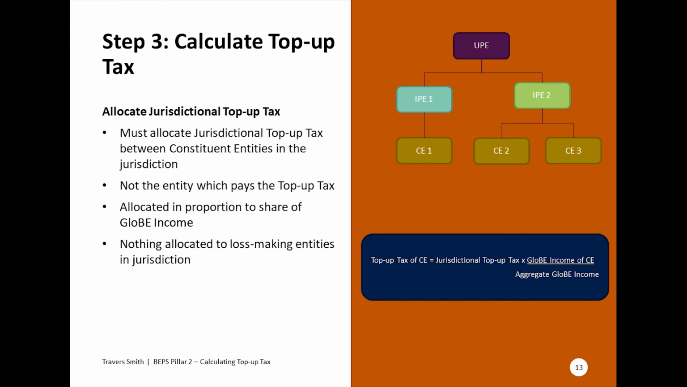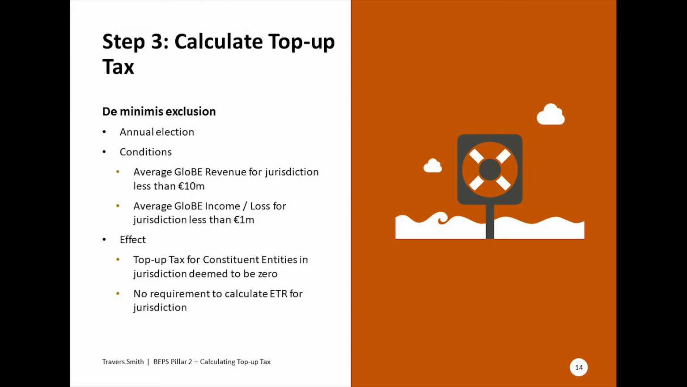The jurisdictional top-up tax is allocated in proportion to the constituent entity's share of GloBE income for the jurisdiction. Now, it's the aggregate GloBE income of entities in the jurisdiction that have income that you are looking at. So you don't factor in losses to this calculation, and likewise, nothing will be allocated to loss-making entities in the jurisdiction. The final thing to talk through is the de minimis exclusion.